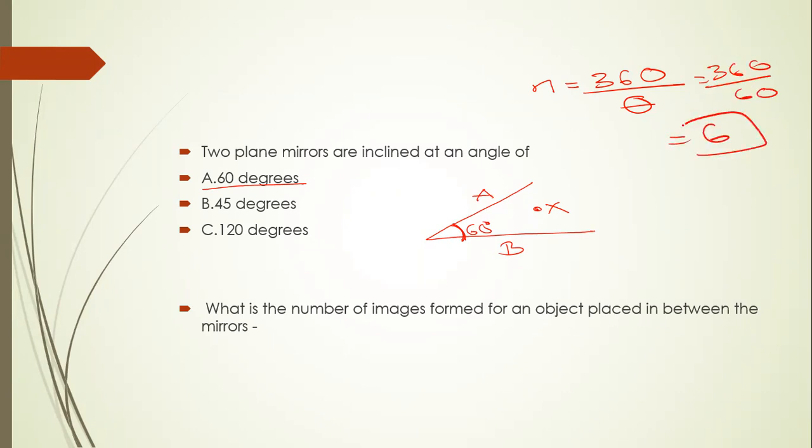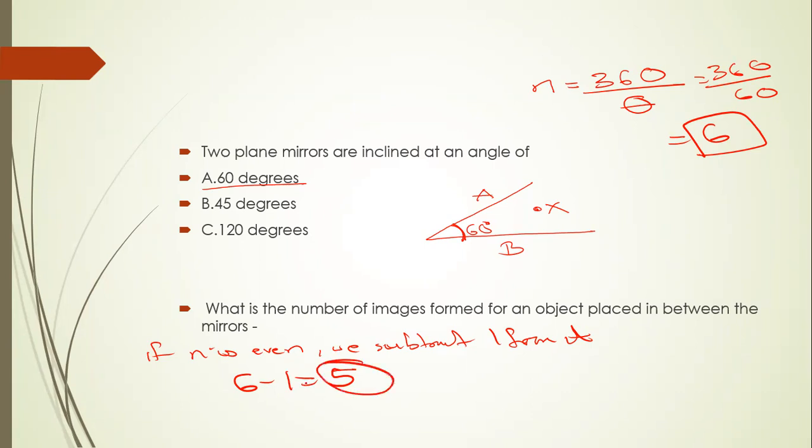Now, there's also another step. If n is even, after we just calculated, we subtract 1 from it. Okay, so n is even, that is 6. 6 minus 1 is 5. So the actual number of images formed is 5. So this would be our actual answer.